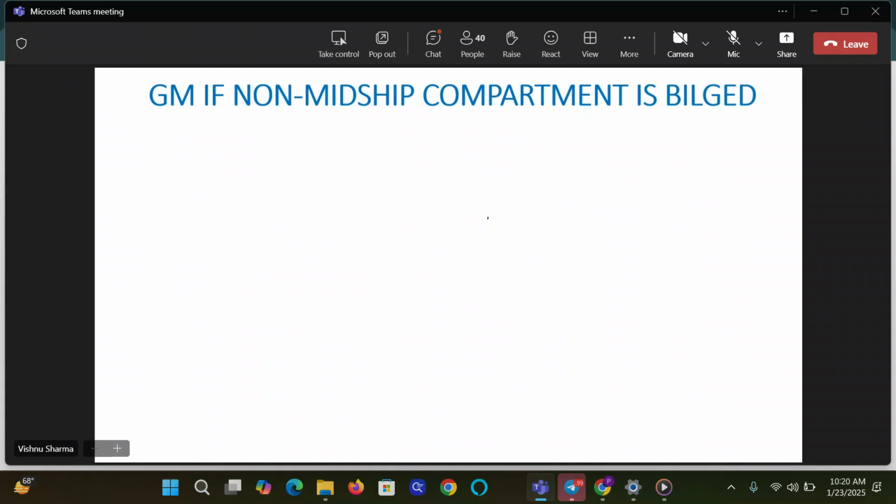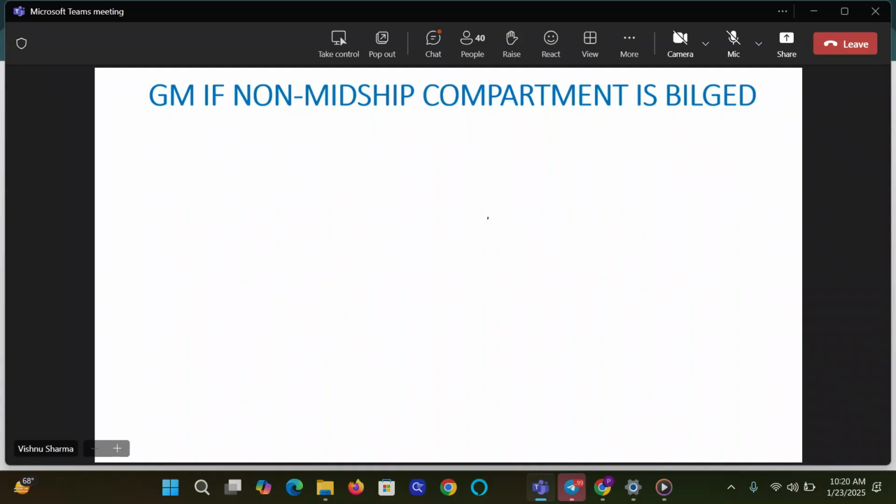Correct. So what has happened is, in bilging, the textbooks have also probably somewhere missed out on it, because they have titled the exercise as bilging of midship compartment, and then people started following them. So, guys, if I have to ask you the GM, I don't have to necessarily bilge a midship compartment. I can bilge the compartment anywhere and still ask you to calculate the GM.